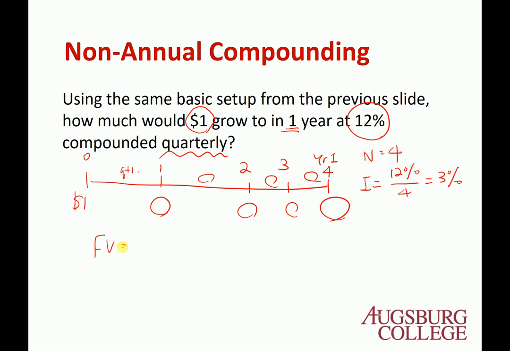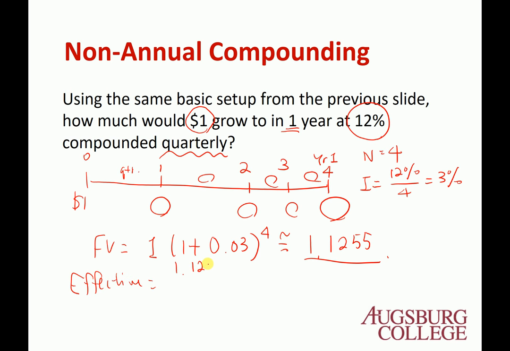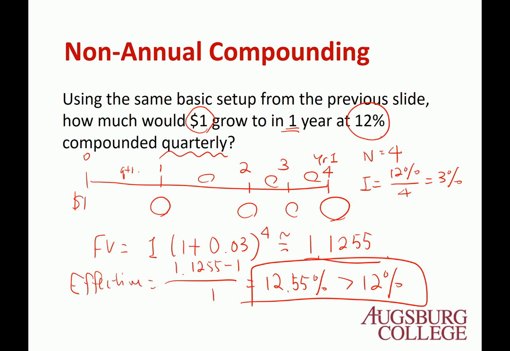So your future value equals the $1 present value times 1 plus your interest rate, now the quarterly rate, to the power of the number of quarters, which is 4, right? So it's going to be $1.1255, okay, around that. So the effective rate, the return you really receive, is 1.1255 minus 1 divided by 1, which is 12.55%. It's actually greater than the stated rate. The reason is that in this case you receive the interest on interest after a quarter, so it's actually higher than the stated rate.